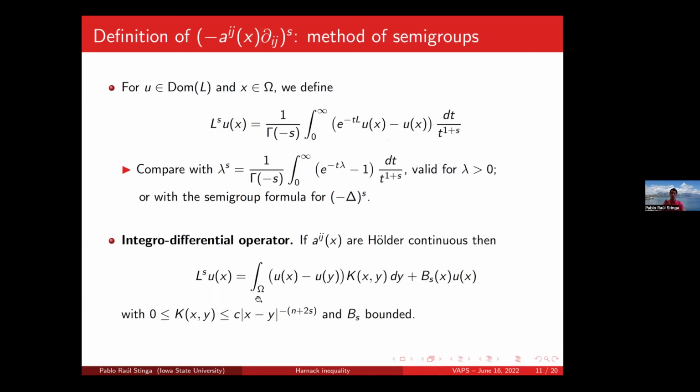So this is a non-local operator living in omega. Here we have the interaction kernel, and the kernel can be bounded by the kernel of the fractional Laplacian. This is because of the estimates for the heat kernel of the operator L. And there is this extra bounded function here, B, which appears because you have zero Dirichlet boundary condition. If you had Neumann boundary condition, this couldn't be here. All right, so that's the expression of the operator.